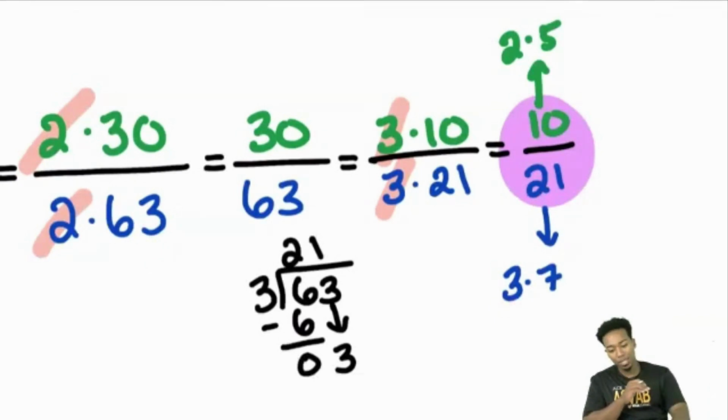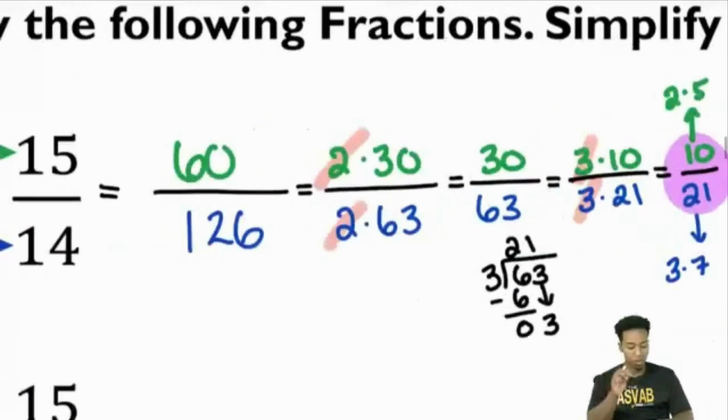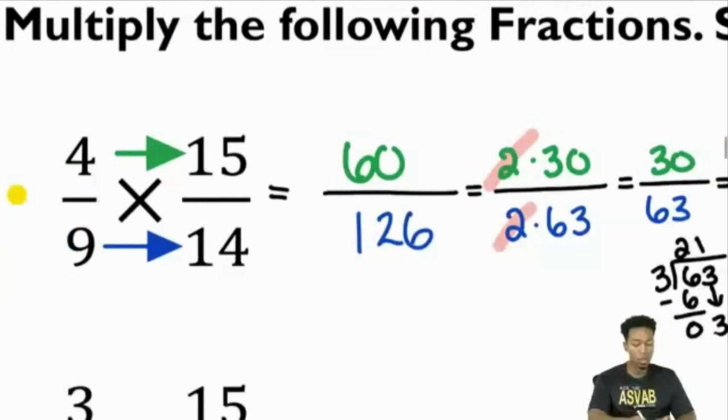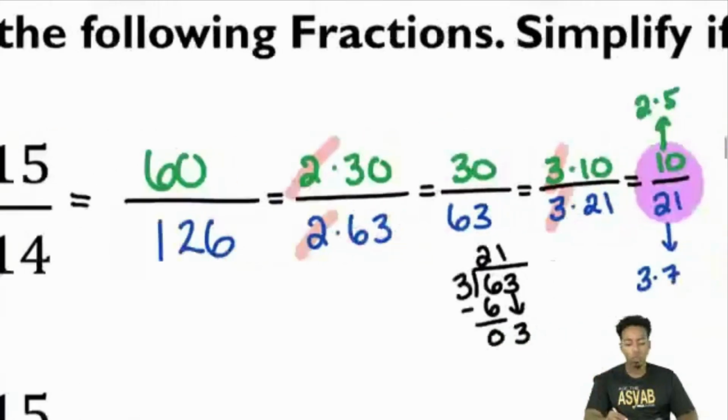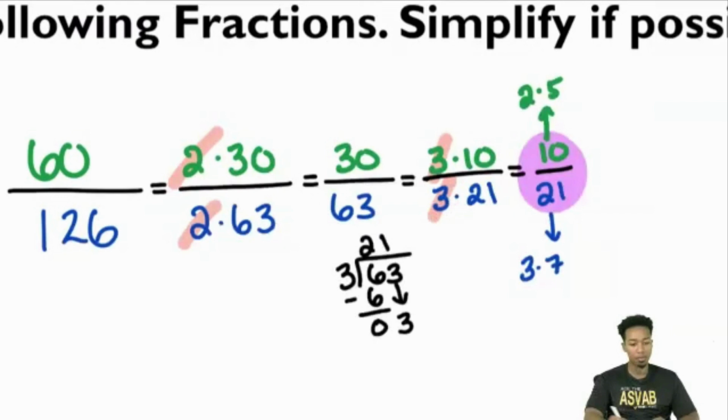Everybody, did that make sense in terms of what we did? Step 1, we multiplied the tops and the bottoms. And then the second step, simplify. We took out what we knew we had from both. Bam and bam.